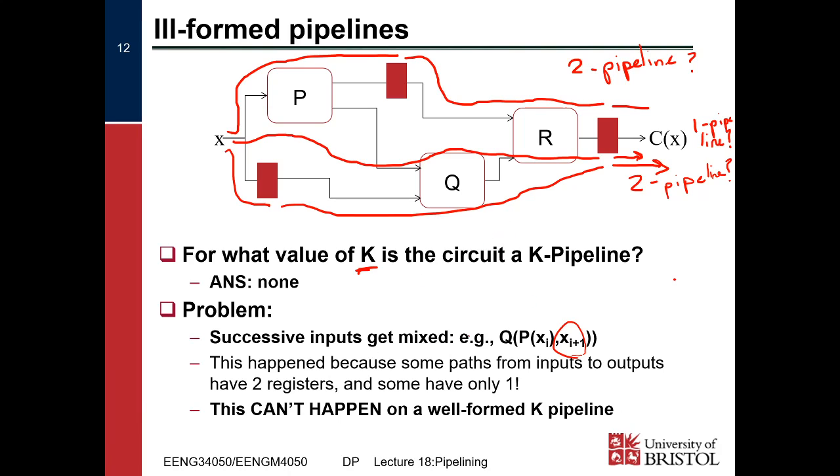Good, right. Okay, so, as I was saying, the problem here is that we've got different inputs having different paths through. So at our Q, we're processing P of X of I. Our X of I has gone straight through P and to Q. But we're also looking at X of I plus 1, right? Because this one stopped at the register and then went through on the next clock cycle. So we've got different pieces of data interfacing at Q, right? Because there are some paths which have two registers and some that only have one. This is not a well-formed K pipeline. We can't do this. We must have a register here. Okay? So, that's an ill-formed pipeline. Don't do that. Make sure that there is always the same number of registers on every single path.